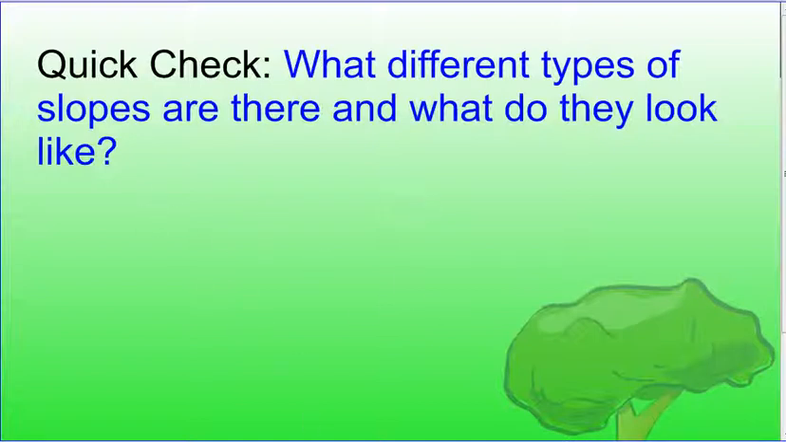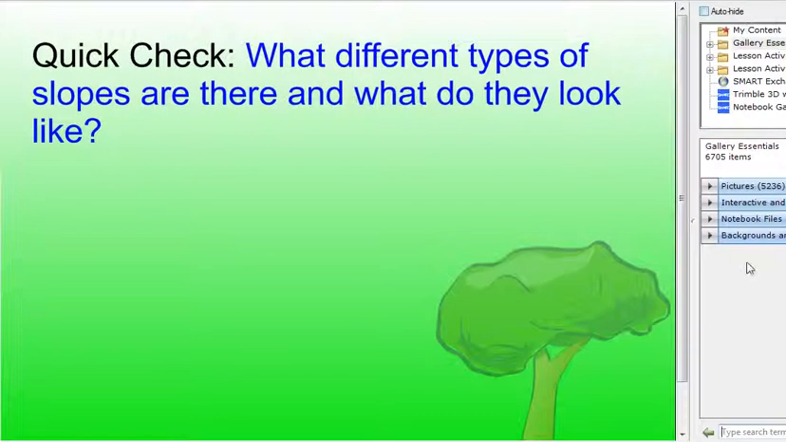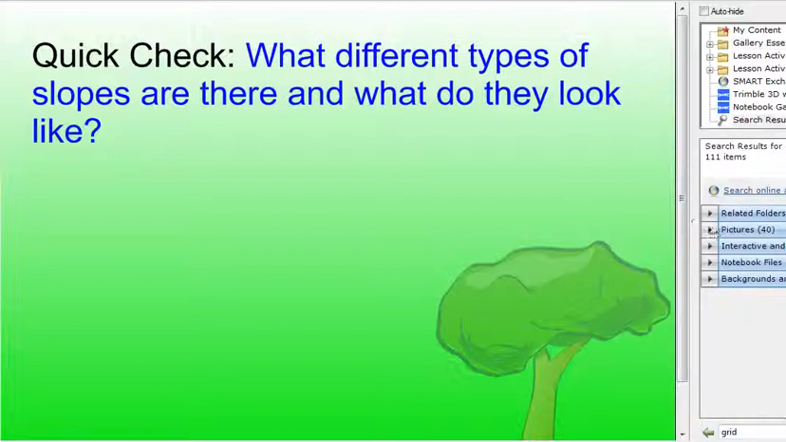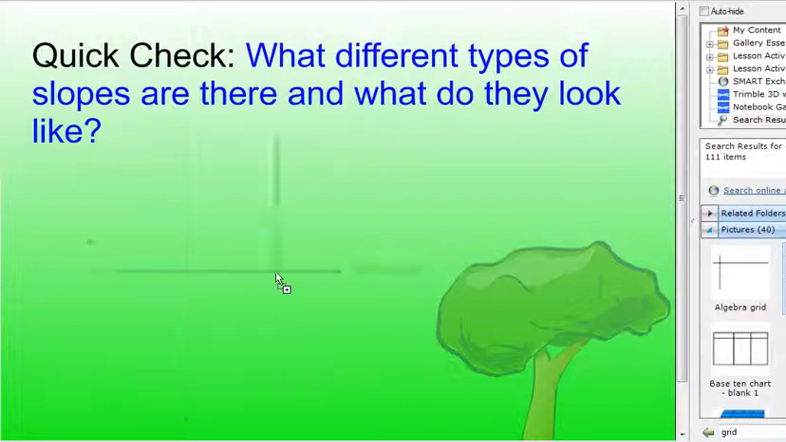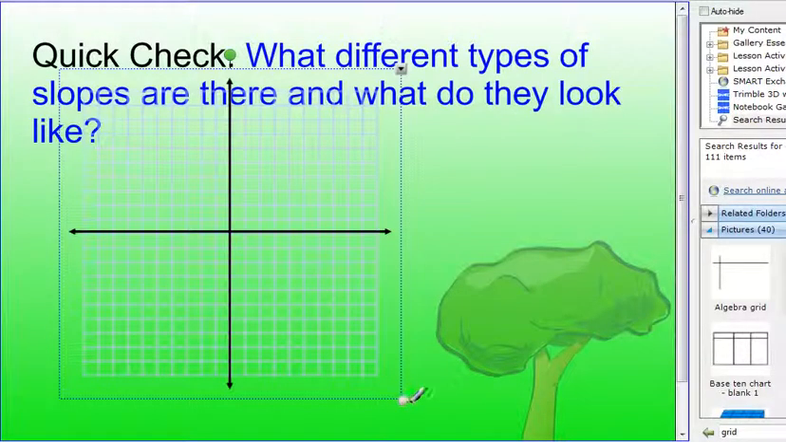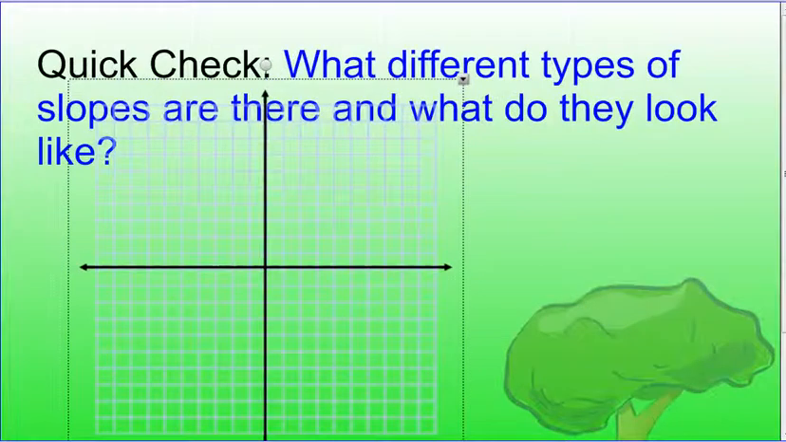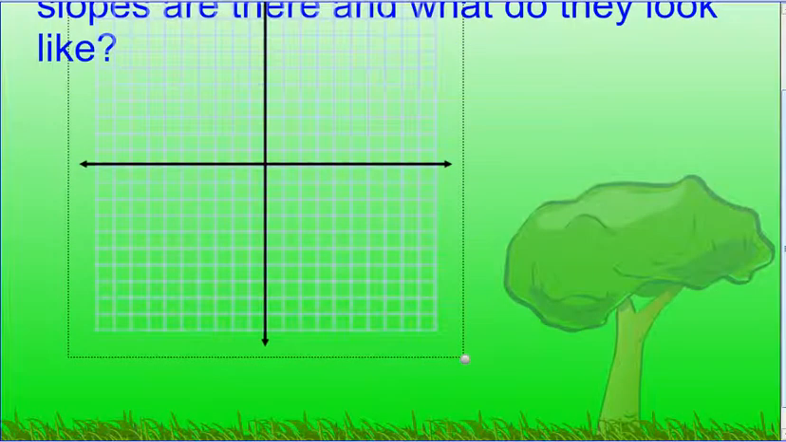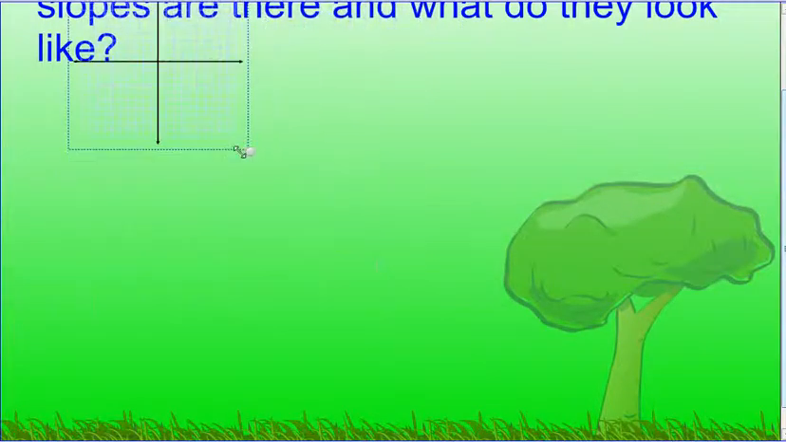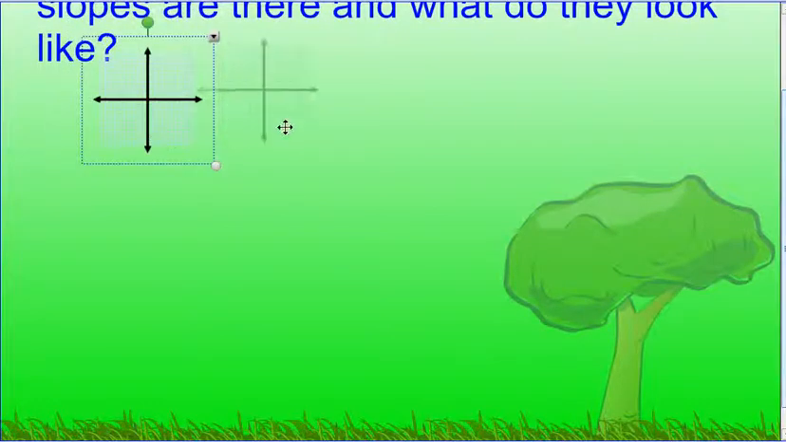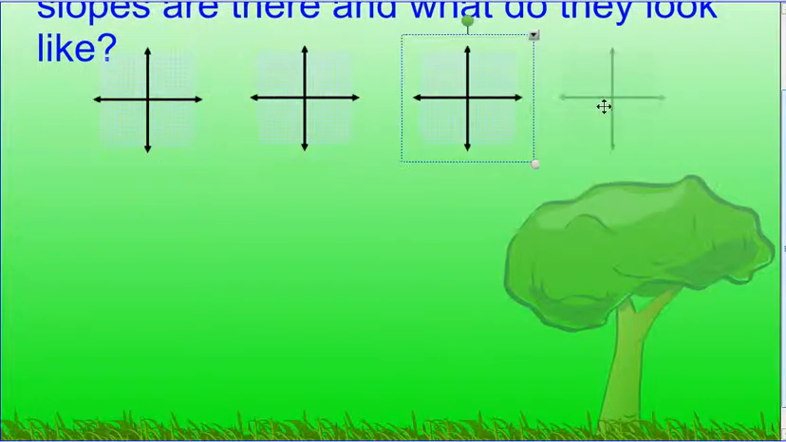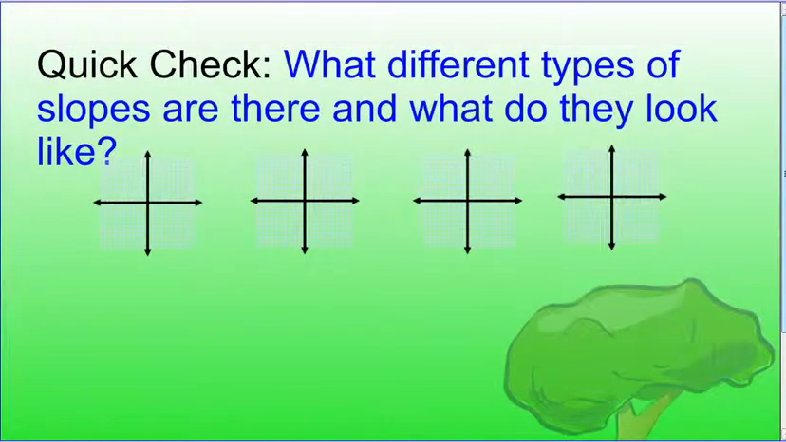Okie dokie. So we've got 4 different types of slopes. Let me see if I can find a grid here. That'll work, I guess. Let me make it a little bit smaller. There. There's 1, 2, 3, 4. Now we can talk about what these slopes look like. Okay, so we've got 4 different types of slopes.